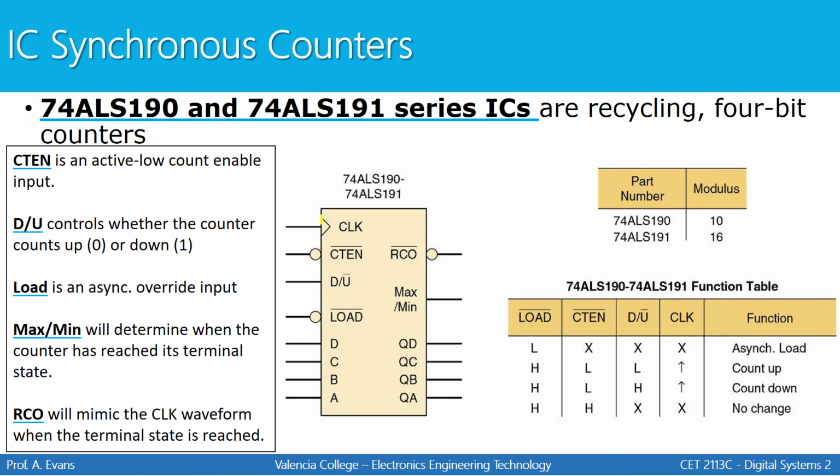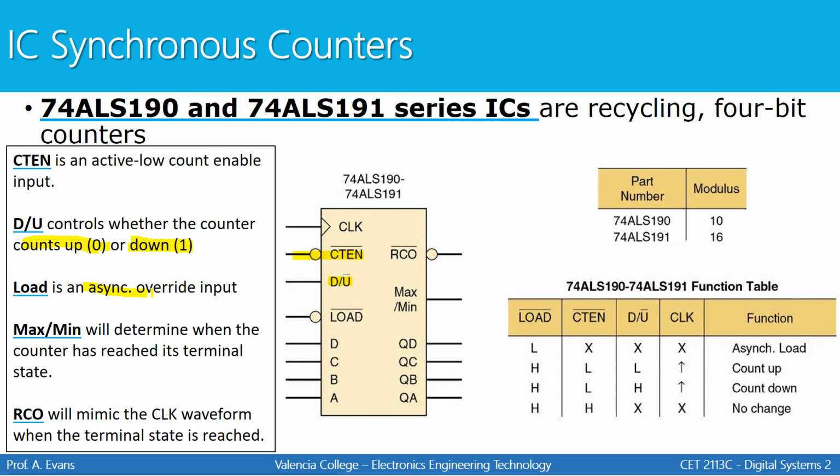Next, we have the clock input, like we did before. And then we have a CTEN, that's a count enable input. It's active low, so this signal must always be low in order to enable the counter to count. Then we have D/U, which is called down/up. It controls whether the counter counts up or down. Based off of how it's labeled, the D has no bar, so that's active high. So if I want to count down, I need to supply a 1. The U has a bar. Anything with a bar means it's active low. So if I want to count up, I need to send a 0 to this input.